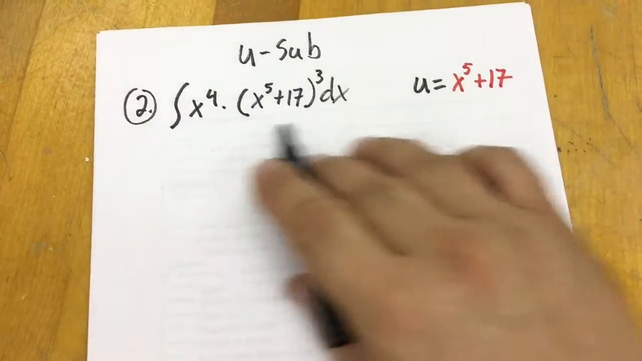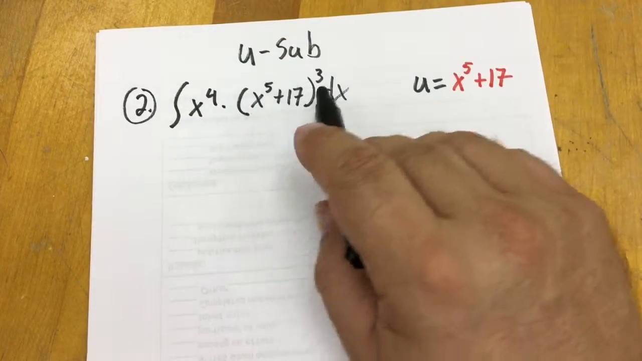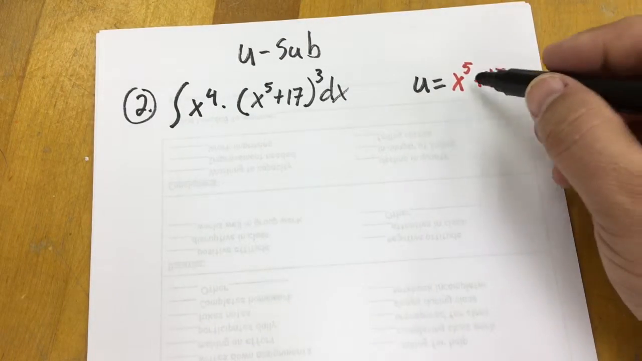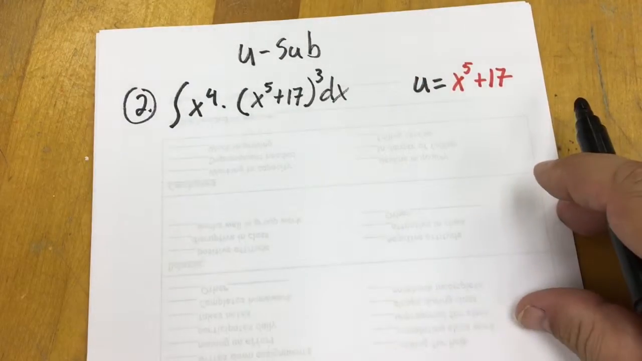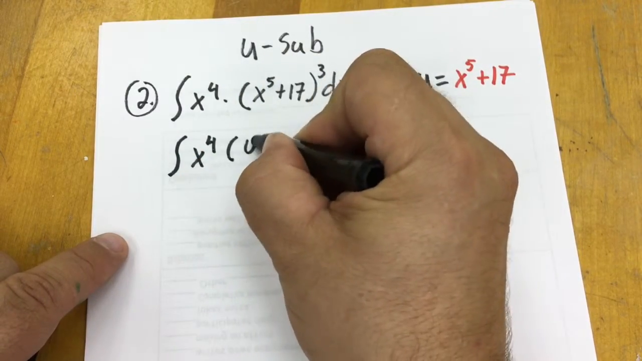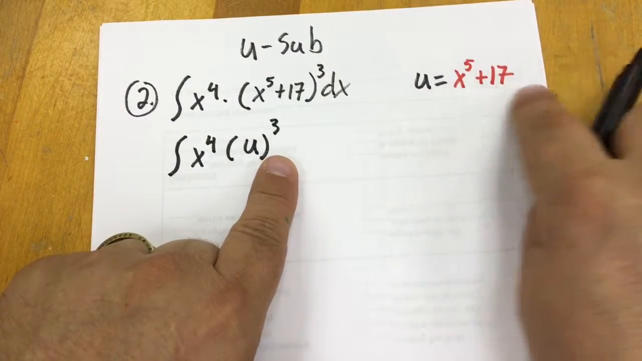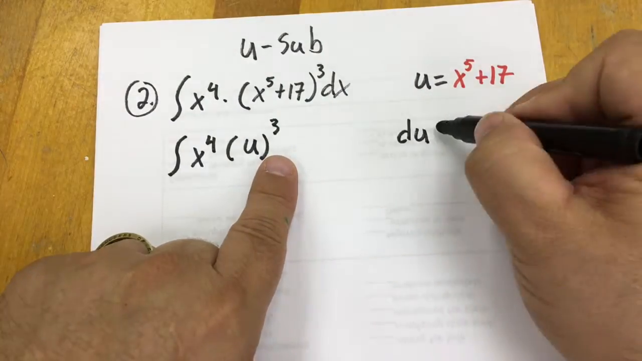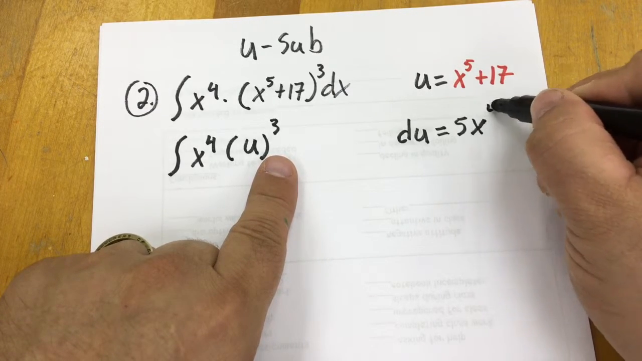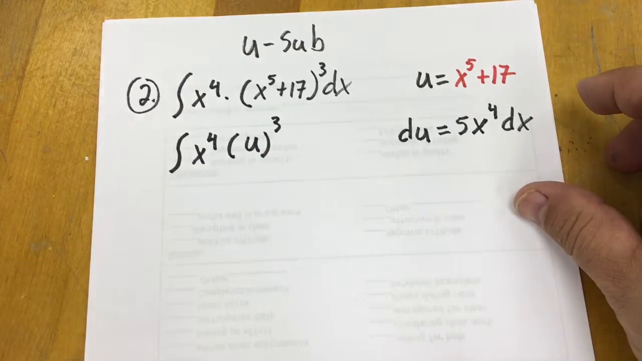Not too bad. Number 2 for u-sub, notice now I have a product and it's to the third power. I definitely don't want to do binomial expansion of that and then multiply it by x to the fourth, so I'm going to use u-sub. And I'm going to let u equal the guts, x to the fifth plus 17. So that's going to give me the integral of x to the fourth times u to the third. But I have to make this a du, not a dx, so I have to take the derivative of both sides over here. So du is going to equal something dx, and that's going to give me 5x to the fourth dx. Notice I'm taking the derivative over here and the antiderivative over here.